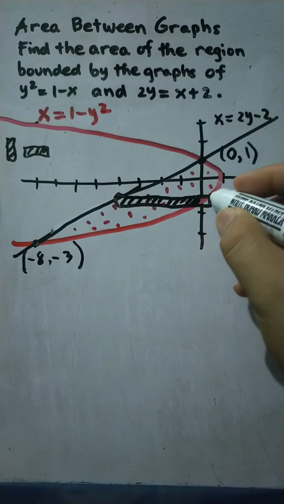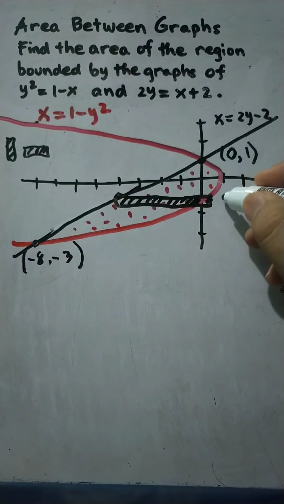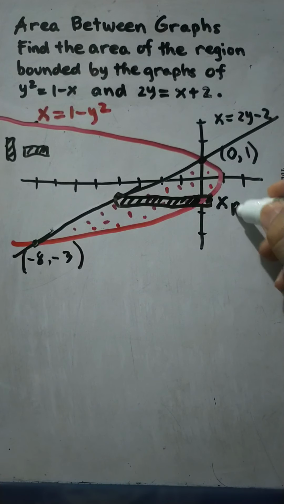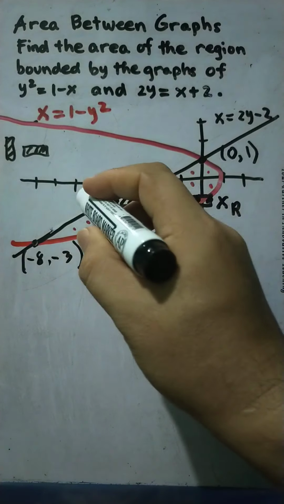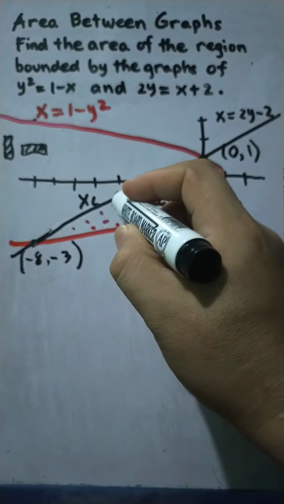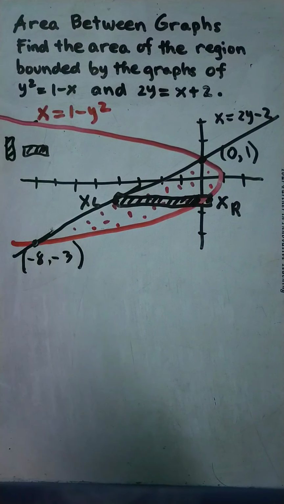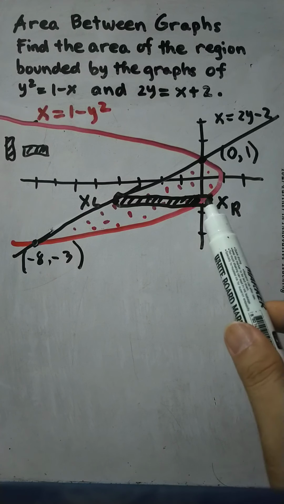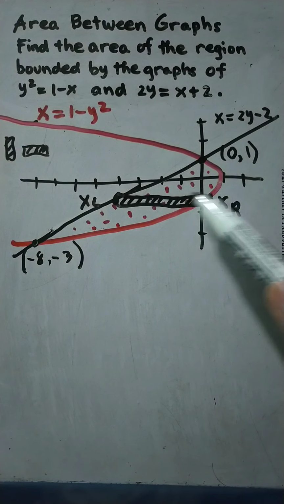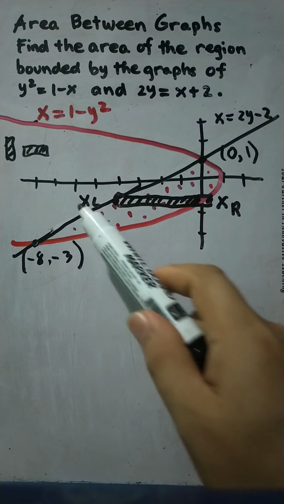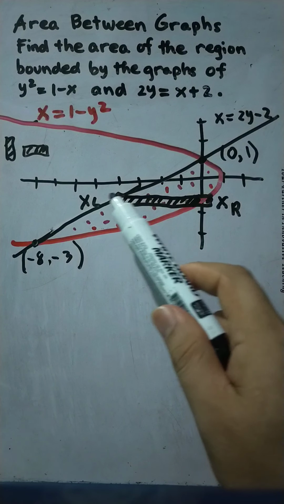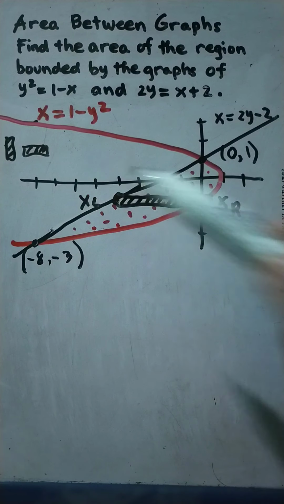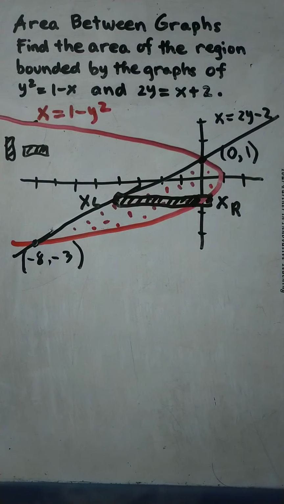So using the horizontal strip, this point will be my XR or x right, and then this point will be my XL or x left. XR stands for the value of x from the right of this horizontal strip, and XL is the value of x on the left of this horizontal strip. That is my XR, XL.